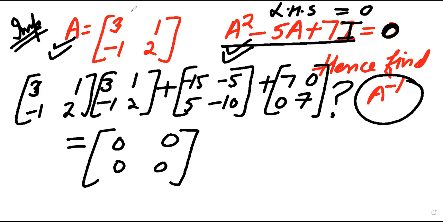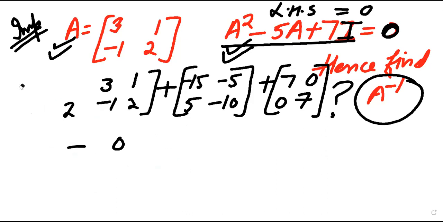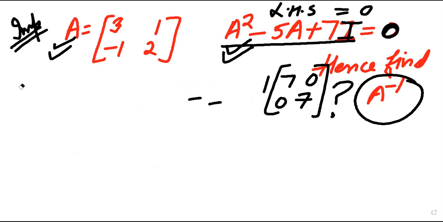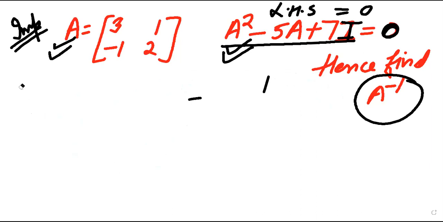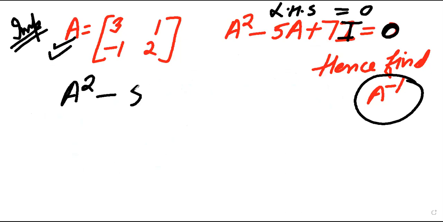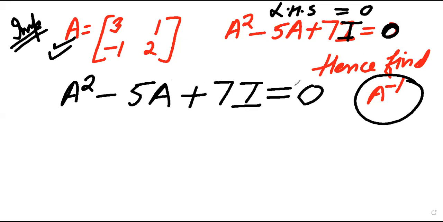Now the main thing in the question is: hence, find A inverse. What do you have to do? Find out A inverse. So listen, how to find this A inverse? We first use this equation: A squared minus 5 into A plus 7 into identity is equal to 0.